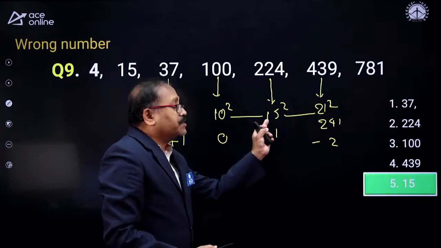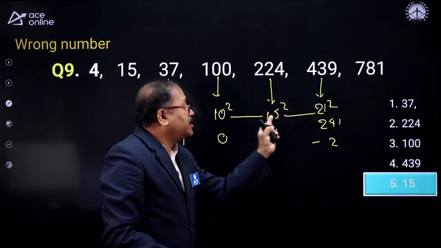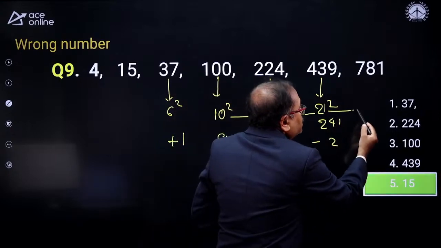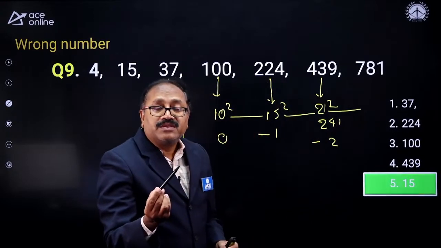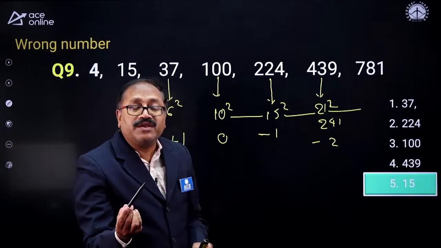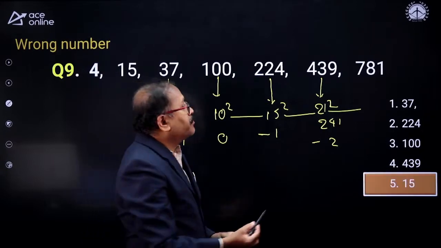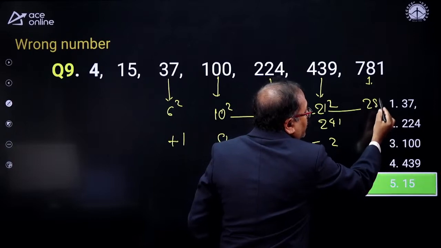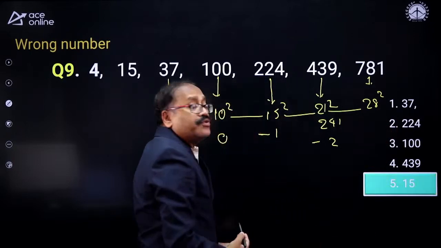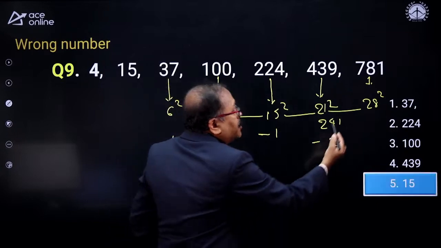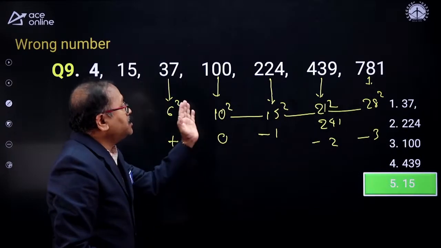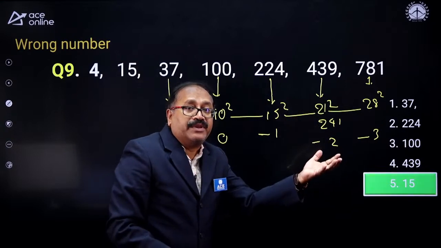So what is the difference from here to here? 5. What is the difference from here to here? 6. So the next difference should be 7. So 21 plus 7 is 28, and 28 square is 784, and 784 minus 3. Yes? So this part I understood, what's happening here.